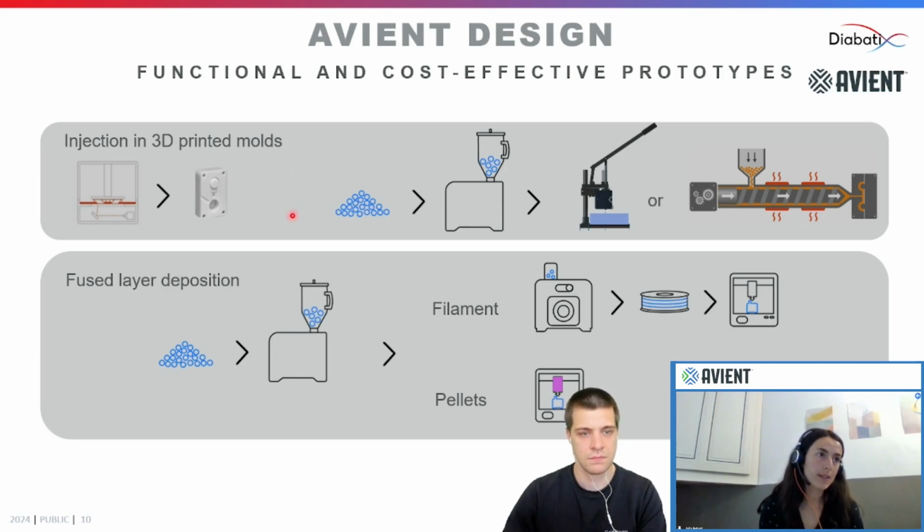The second process is called a fused layer deposition process, because this time we are using an additive process. So we are taking the pellet. We can either make a filament out of those pellets to then use it on a regular 3D printer, or directly use the pellet in a 3D printer with a small extrusion screw.